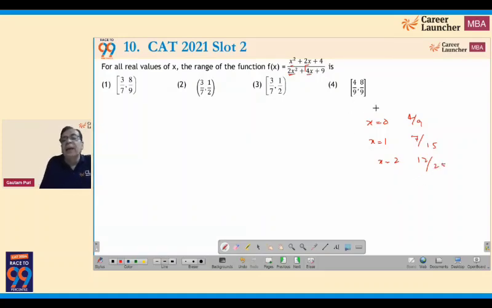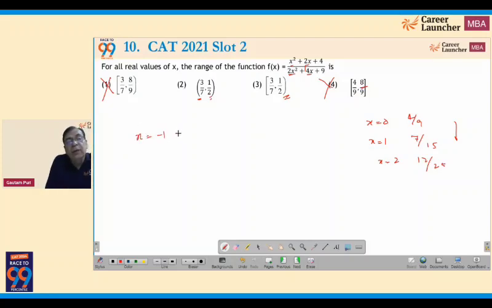What does that tell me? The right hand side has to be less than half. It will not reach half. That means choice 1 and choice 4 are wrong because 8 by 9 is bigger than 4.5. So 2 choices gone. Now the only issue you have here is, should the left hand side include 3 by 7 or not? Now we have checked for x equal to 0, 1, 2, it is increasing. So if I want the lower limit, I should check for the negative value.